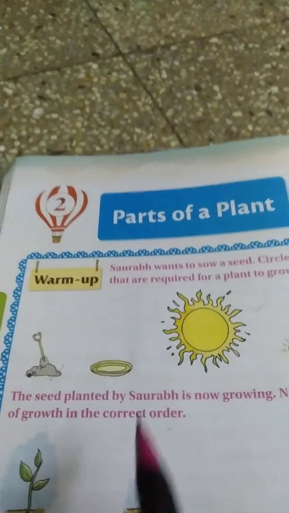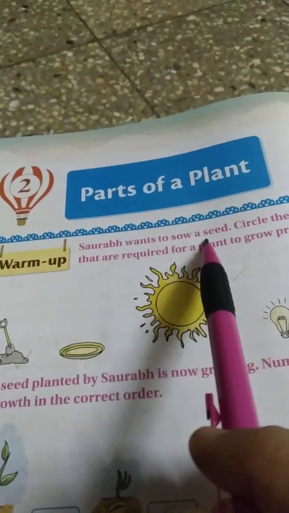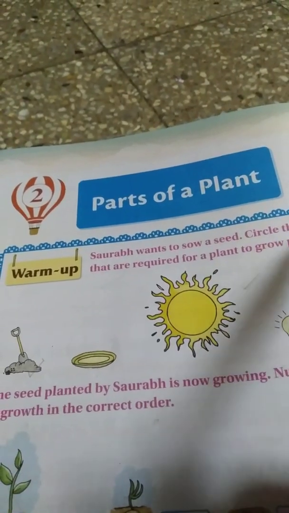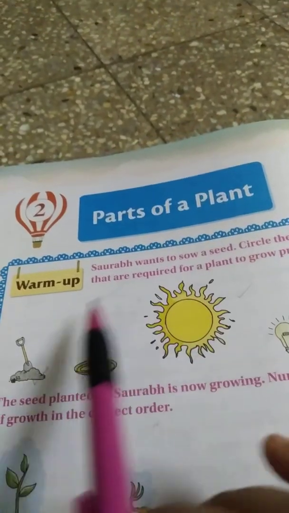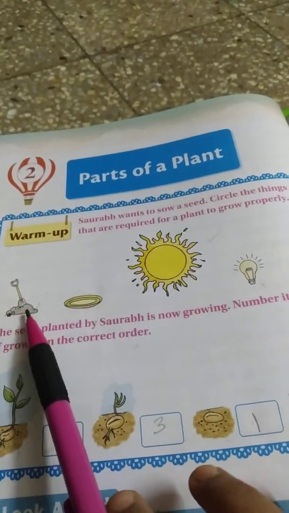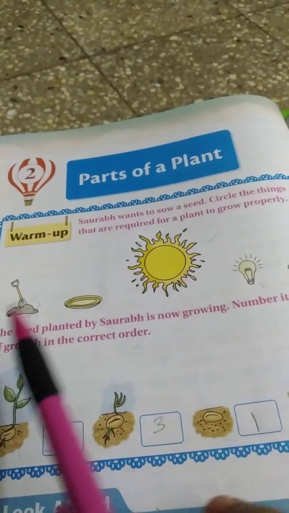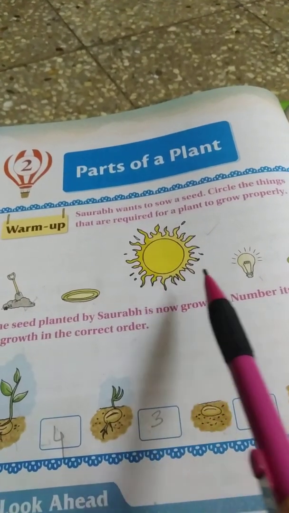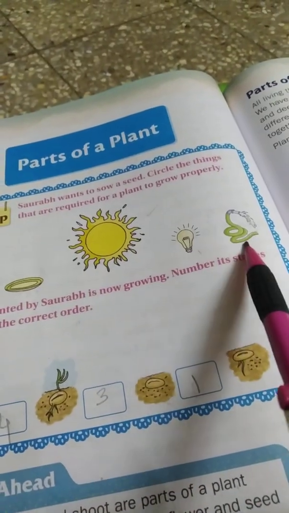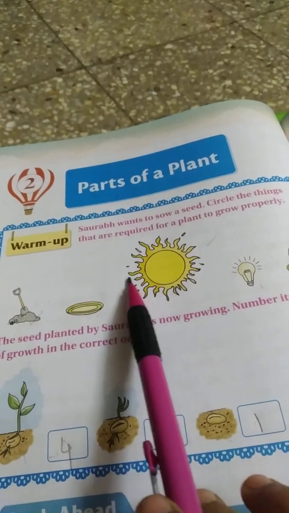Once we'll see this warm up table. What is given here? Saurabh wants to sow a seed. Circle the things that are required for a plant to grow properly. Are you seeing the figures, children, here? So observe these figures which are needed for plant growth. You need to circle it. First, they give mud. Next, this is plate, sunlight, bulb, water. So, what are the required elements for plant growth, children?